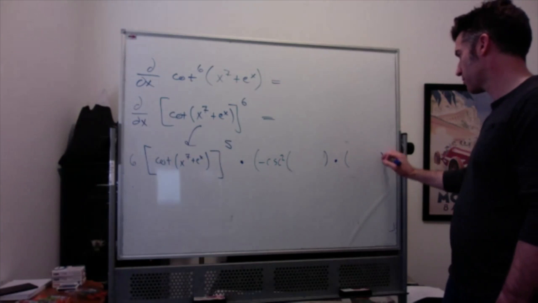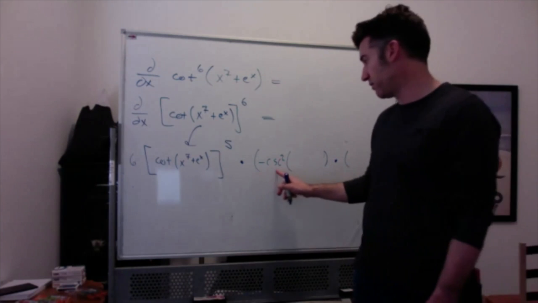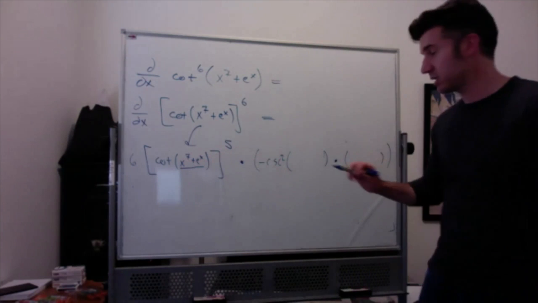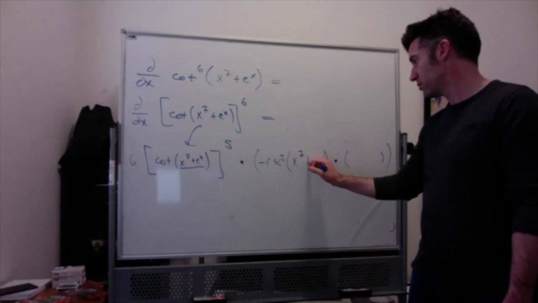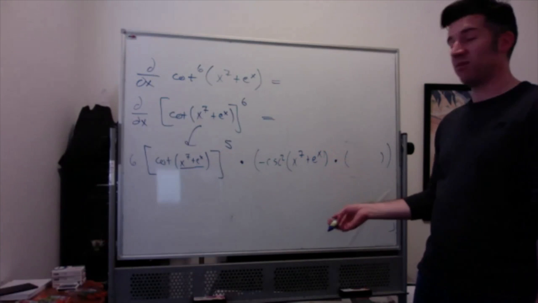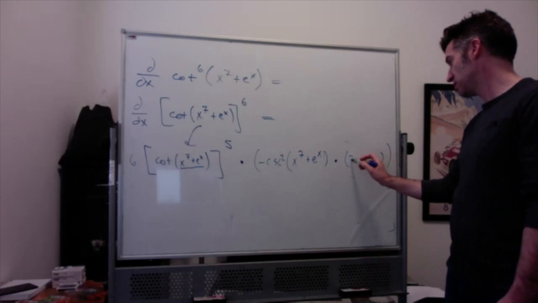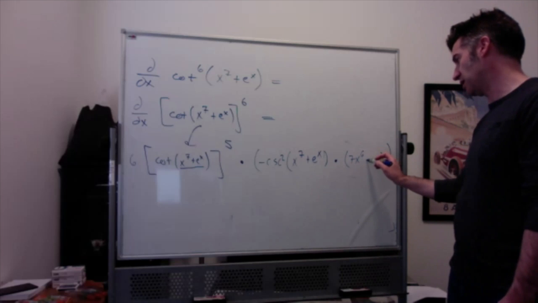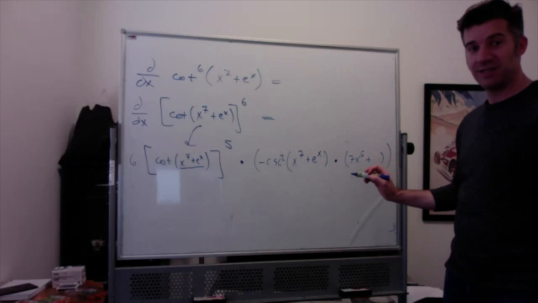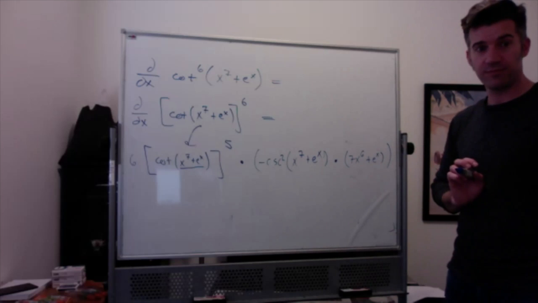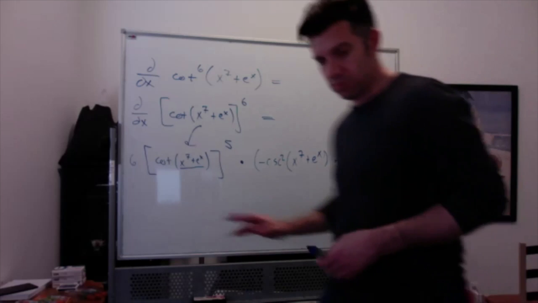Okay. So it's going to be negative cosecant squared of x to the 7th plus e to the x. Then I have to multiply by the derivative of x to the 7th plus e to the x, which is 7x to the 6th plus the derivative of e to the x.